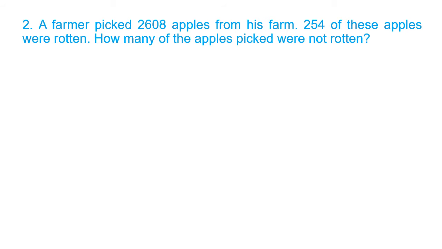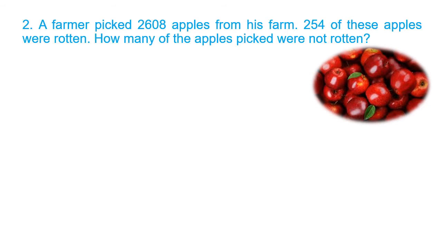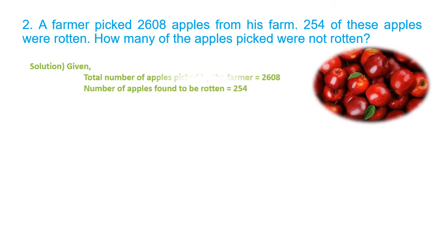So here is our next question, which says a farmer picked 2,608 apples from his farm. 254 of these apples were rotten. How many of the apples picked were not rotten? So the first step is to find out the given information. The information which is given here is that the total number of apples picked by the farmer is 2,608 and the number of apples found to be rotten is equal to 254.